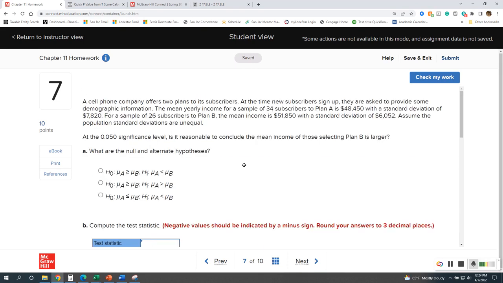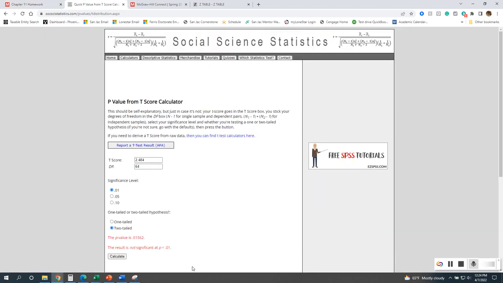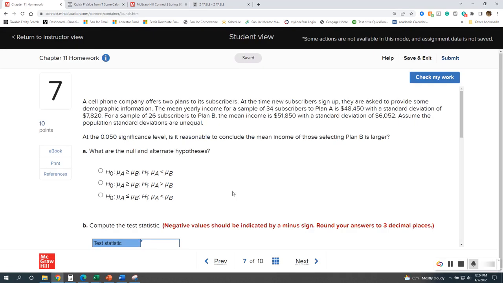So a cell phone company offers 2 plans to its subscribers. At the time the new subscribers sign up, they are asked to provide some demographic information. The mean yearly income for a sample of 34 subscribers to Plan A is $48,450 with a standard deviation of $7,820. And I can tell you right off the bat, we're looking at T. So we're going to need a p-value calculator.